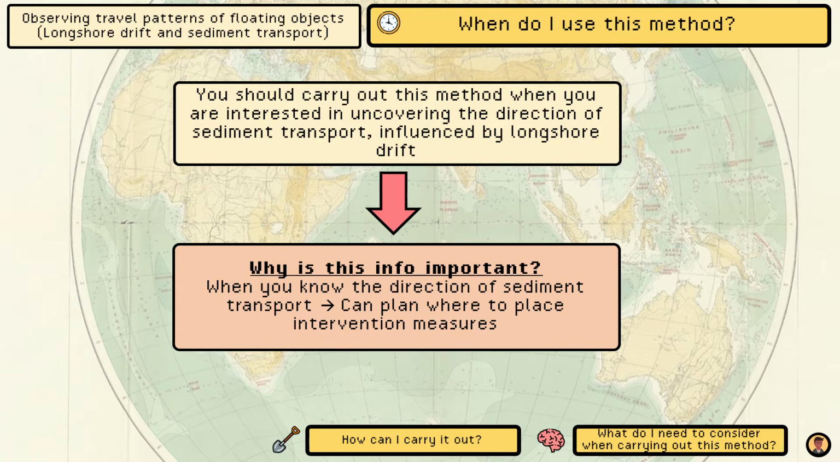So, when you know the direction in which the sediments travel, or you know the direction of sediment transport, you can actually then plan where to place intervention measures. So for example, your groins, right? Your groins cost thousands of dollars to build. If you haphazardly put these groins anywhere, you are wasting money, because you may actually be placing them in a direction where sediment does not travel, or putting them in the wrong places. And this actually results in wasted time, effort, and resources, which you do not want to do.